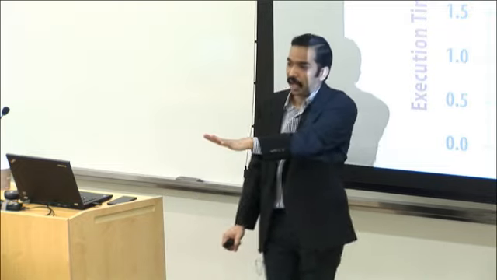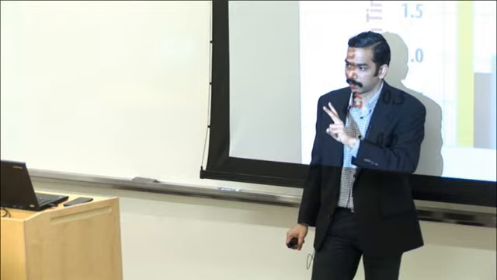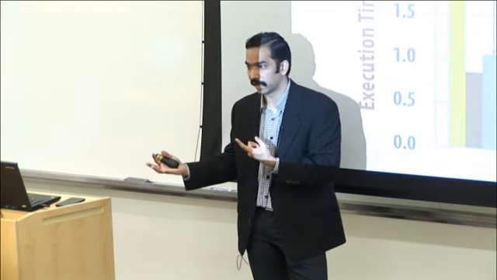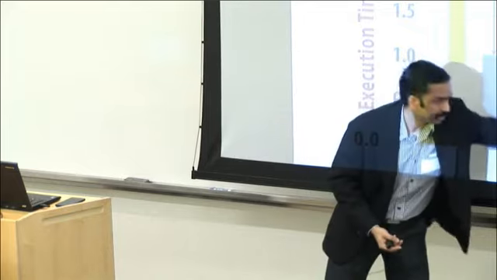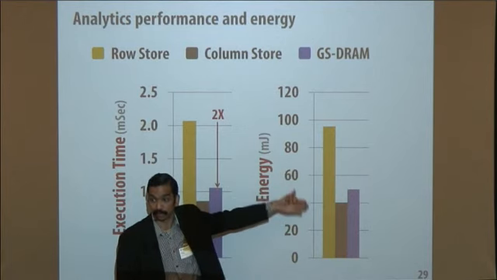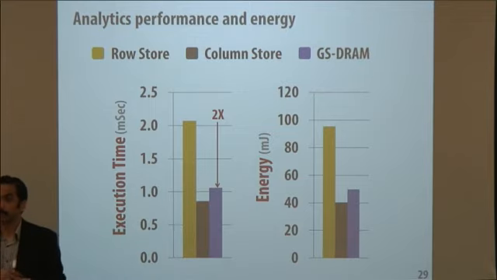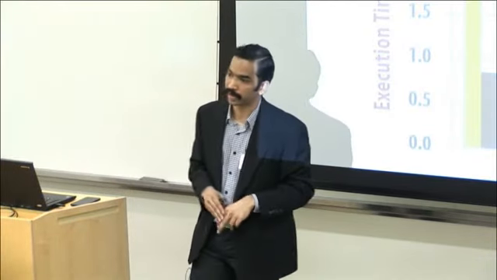Right. Having said that, I must tell you there are 2 components where we gain the energy benefits. One is we are actually transferring far fewer cache lines than in this case the row store, right? And the second thing is we are actually reducing execution time, which means the amount of energy that they're going to consume in the process is also lower.